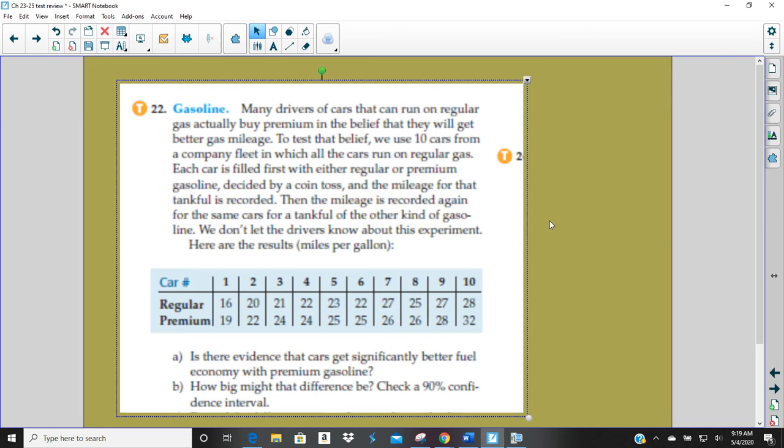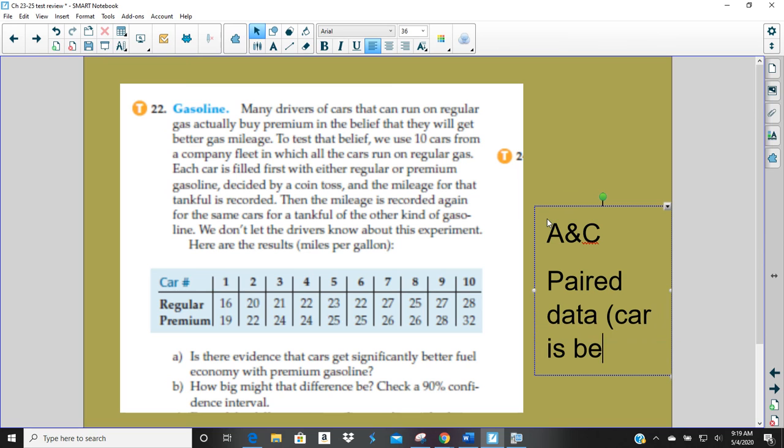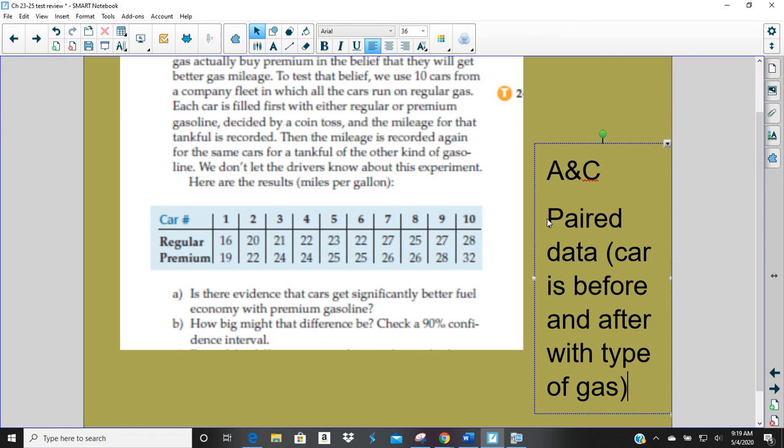There'll be one additional assumption and condition, and that's that it is paired data. I would write something like car is before and after, with type of gas. I would just tell them why I know it's paired data. You have to tell the reader that it's paired data. That's the additional assumption and condition. Random, independent of each other, obviously. There are no independent groups because in this case it's all one. Less than 10% of the population, and you would want the graph to be nearly normal as well.